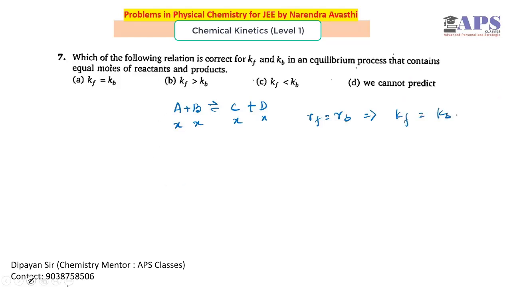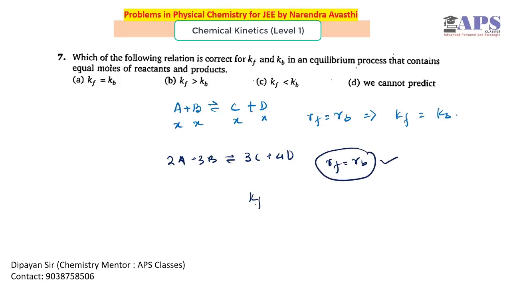But if we have different stoichiometric coefficients like 2a, 3b, 3c, and 4d like this. So now, obviously, rate of forward equal to rate of backward. This is the condition of equilibrium, but it doesn't mean that Kf equal to Kb. Okay, so Kf equal to Kb is not the condition of the equilibrium. Only rate of forward equal to rate of backward is the condition of equilibrium. That's why option D will be the correct option.